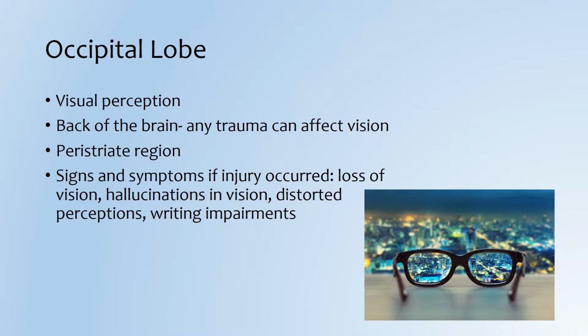The occipital lobe's main job is visual perception. It is located in the back of the brain, where it is less likely to get injured, but still any trauma can affect vision, such as visual field defects and scotomas. The peristriate region of the occipital lobe is in charge of visual-spatial processing and differentiation, movements, and colors. Some signs and symptoms if this injury occurred are loss of vision, hallucinations in vision, distorted perceptions, like objects and visions may appear smaller or larger than they actually are, and colors are distorted from their regular colors as well. There may also be writing impairments and word blindness.